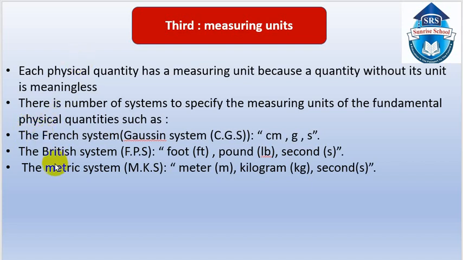In the British system, length is measured by foot, mass by pound, and time by second. In the metric system, the meter is the measuring unit of length, the kilogram is the measuring unit of mass, and the second is the measuring unit for time.